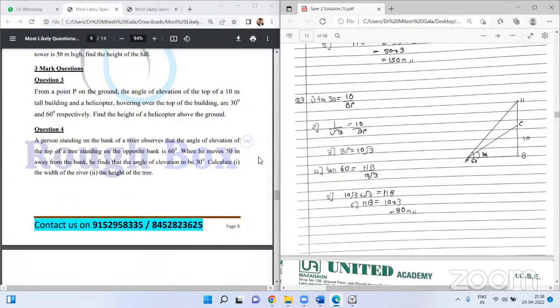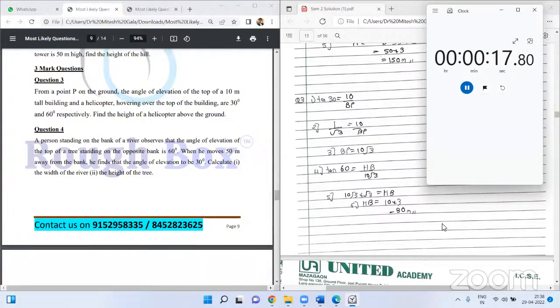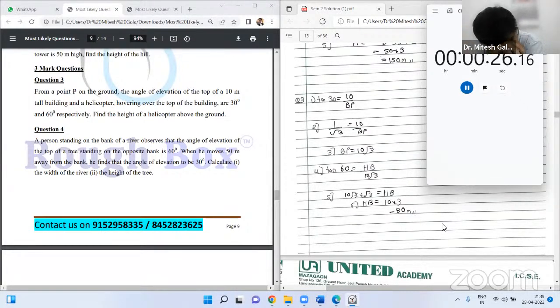Okay, question number 4. Come on, guys. Go for it. This is a good one. I expect this type of question in the board exam this year. Sir, in the solution you are taking HB. Instead, can we take it as x plus 10? Yeah, you can.